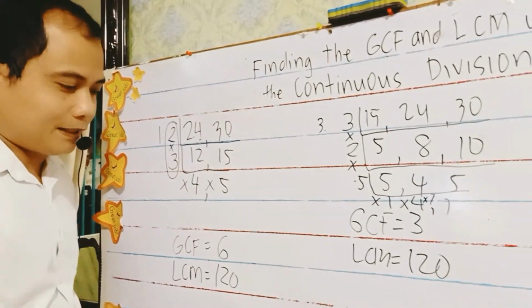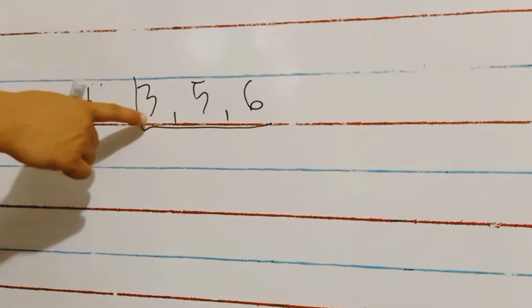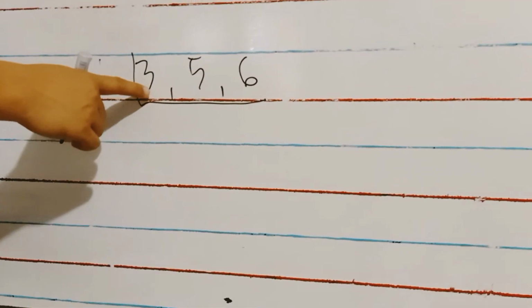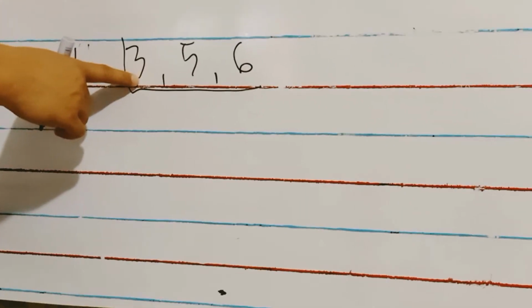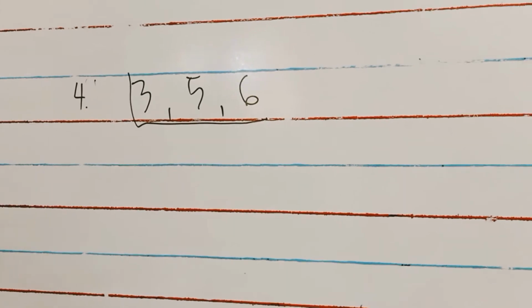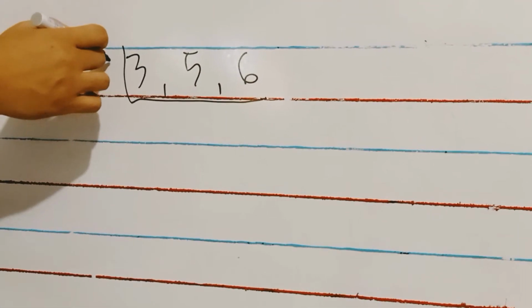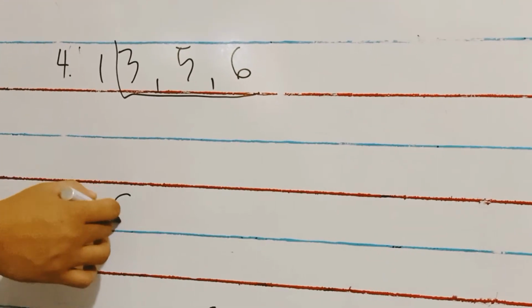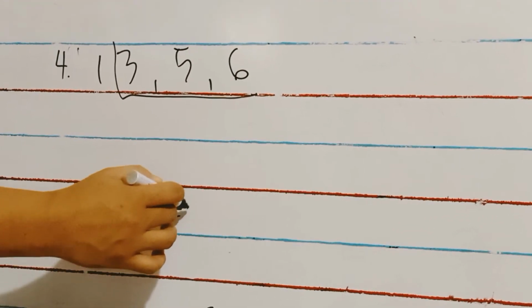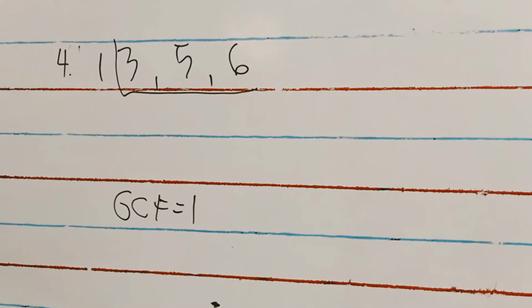Okay? Next, 3, 5, 6. Kung titignan natin yung mga numbers, ang 3, ang factors niya ay 1 and 3; sa 5, 1 and 5; sa 6 naman, 3 and 6. So, may common yung dalawa, pero wala sa 5. So, meaning, ang GCF natin ay 1. Okay? So, pag walang common yung tatlo, 1 ang GCF natin.